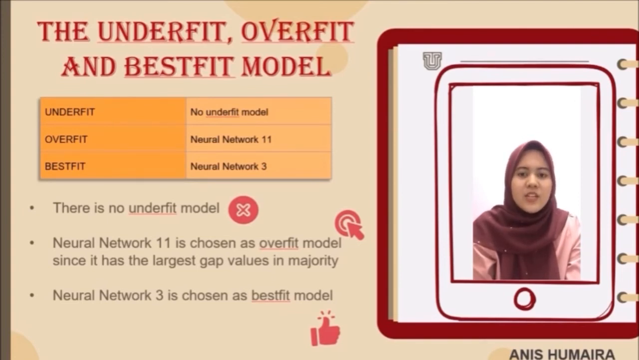Next, neural network 11 is chosen as the overfit model because it has the largest gap in majority. Next, neural network 3 is chosen as the best fit model because it fulfills the majority of the rules for the best fit model, which is referring to the value of valid: when the ASE is lower, the MSE is lower, MR is lower, and the ROC is higher.